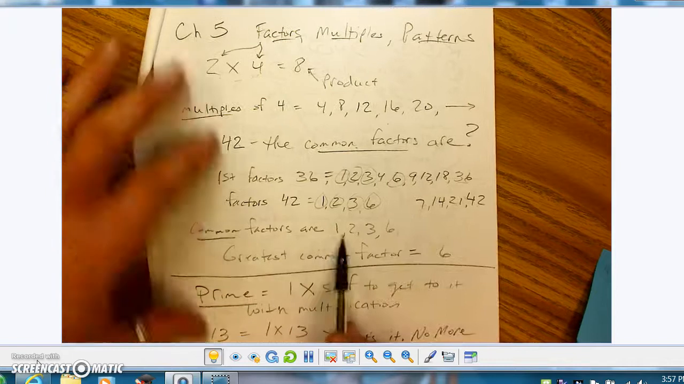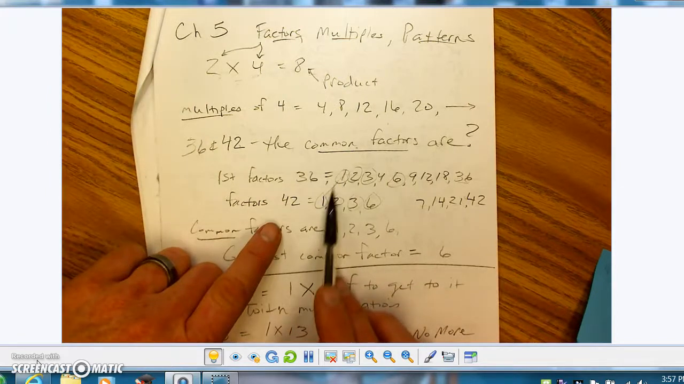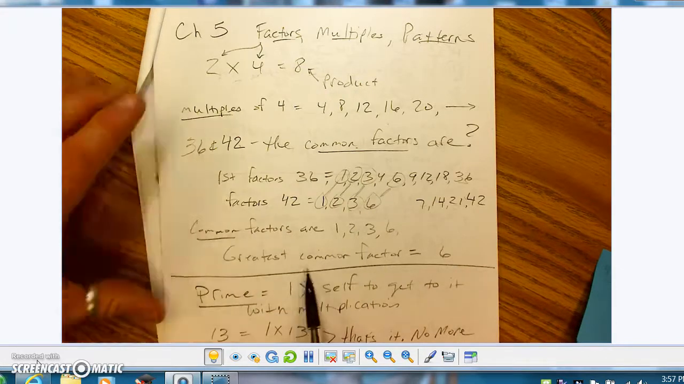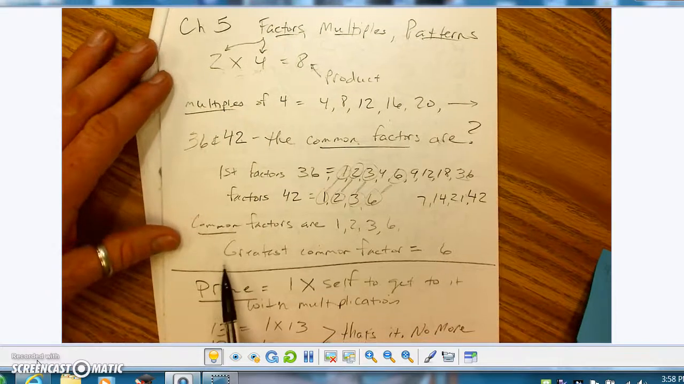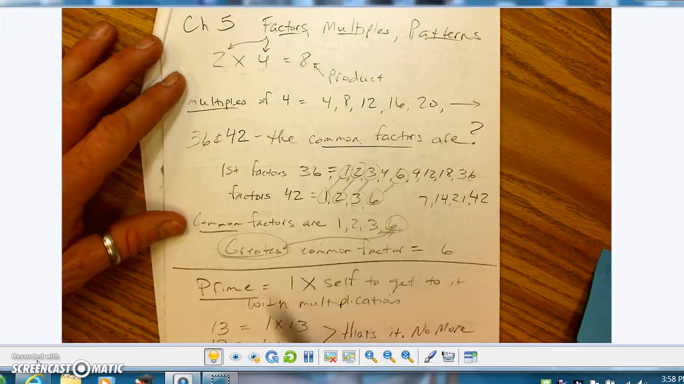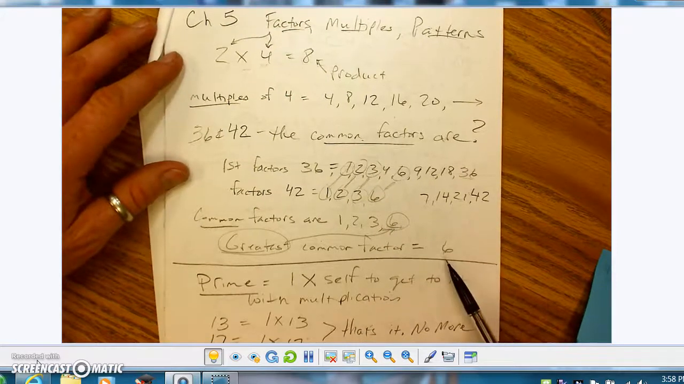And so the common factors end up being: this one had a 1, this one had 2s, these both had 3s. He didn't have a 4, so he had a 6. So it's 1, 2, 3, and 6. And if they said, what's the greatest common factor? Greatest being the biggest number, the greatest common factor would be 6.